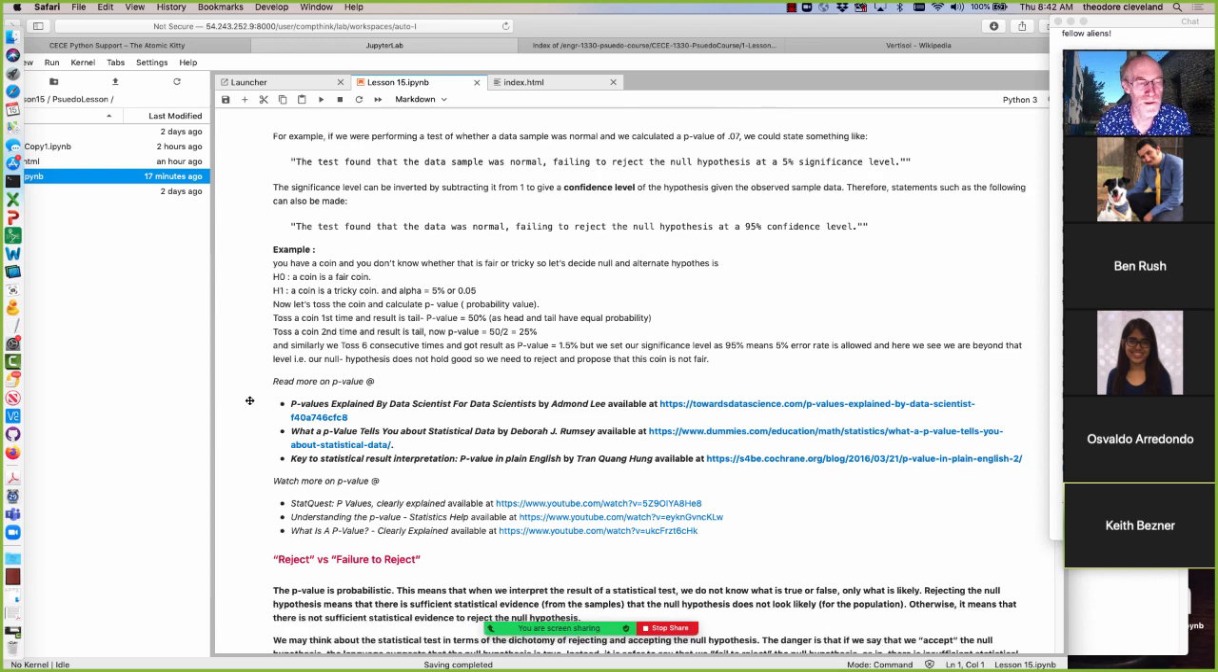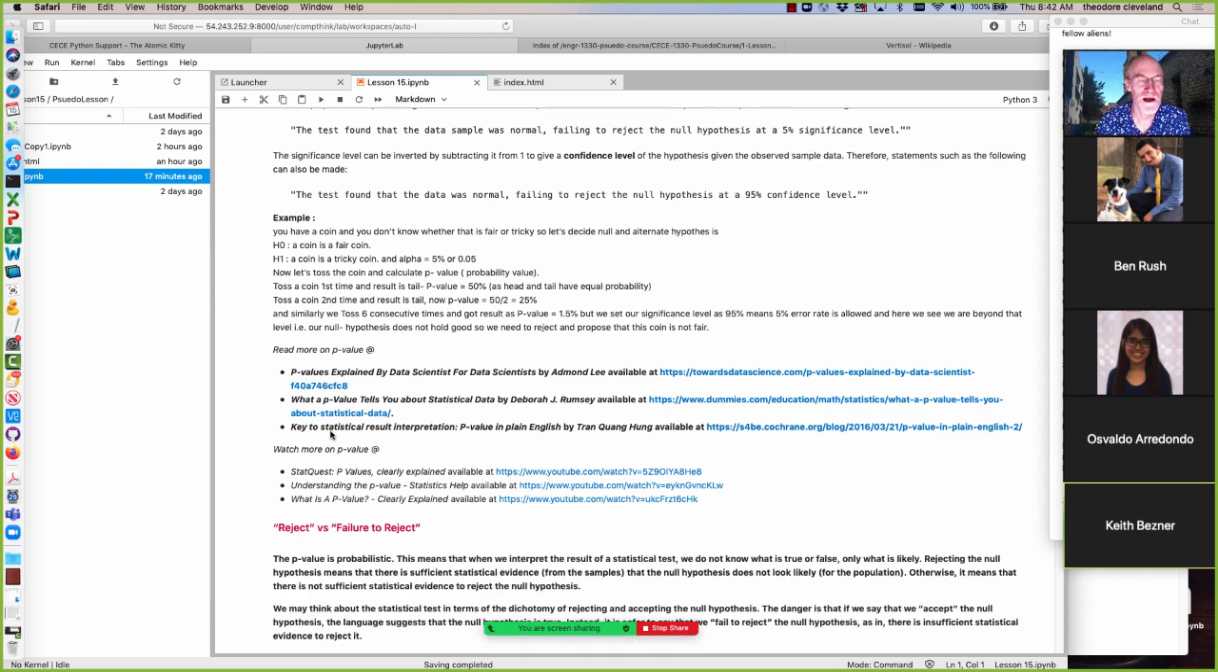To read more about p-values, you can look at these 3 references. Towards Data Science, What P-Value Tells You, www.dummies.com. I usually avoid stuff that says for dummies, although often actually it can be quite useful. And Key to Statistical Interpretation, also another web link. So these are all good choices, and there's quite a few videos here.